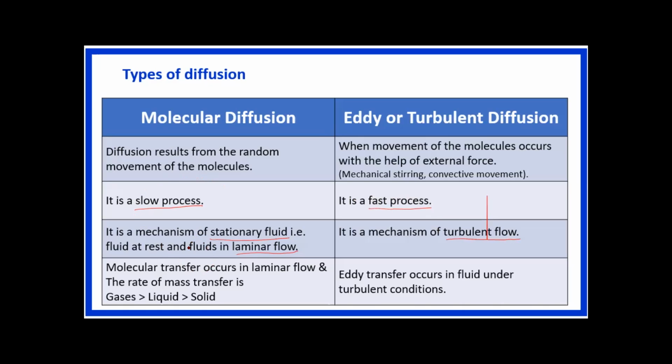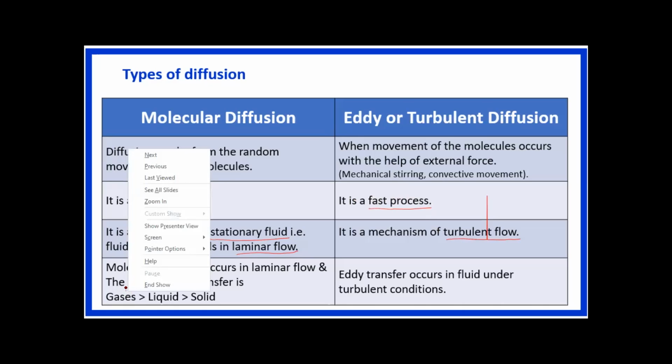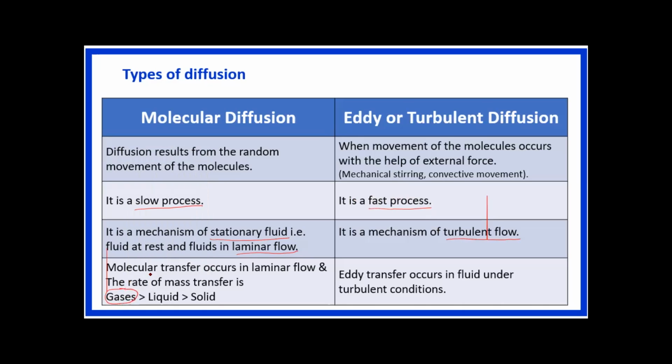In molecular diffusion, when we are talking about molecular movement, obviously when we compare gas, liquid and solid, the molecules of gases are lighter than those of liquids and solids. So obviously the molecular movement of gases is more than that of liquids and more than that of solids. In this way, the rate of mass transfer with respect to molecular diffusion in gases is more than in liquids, which is more than in solids.